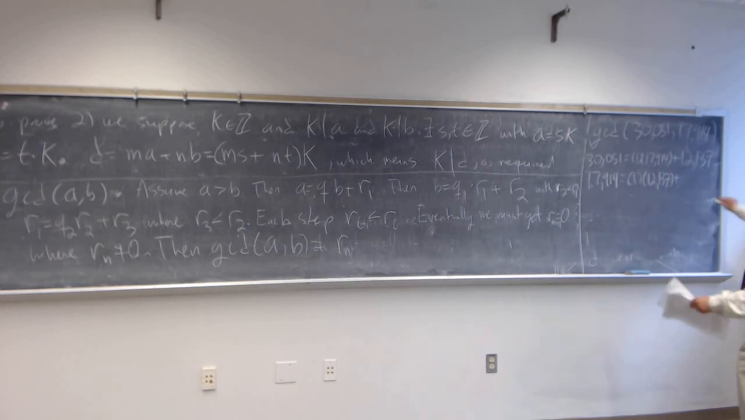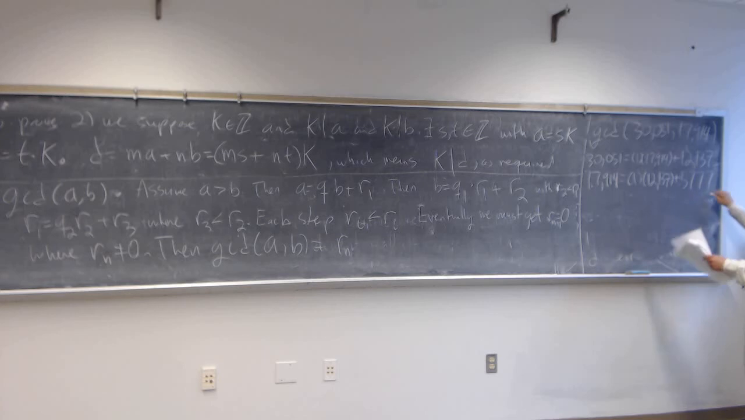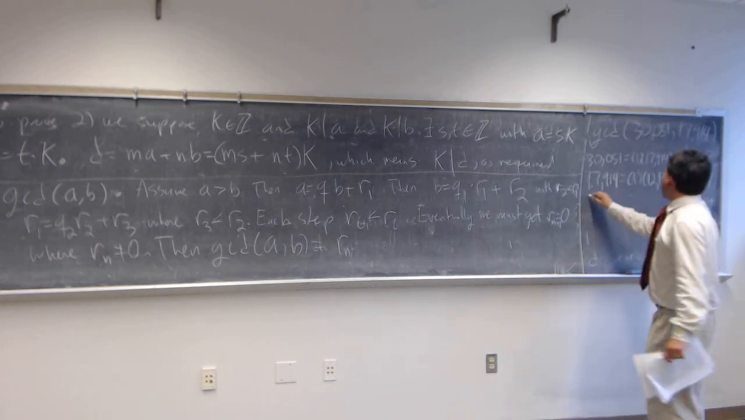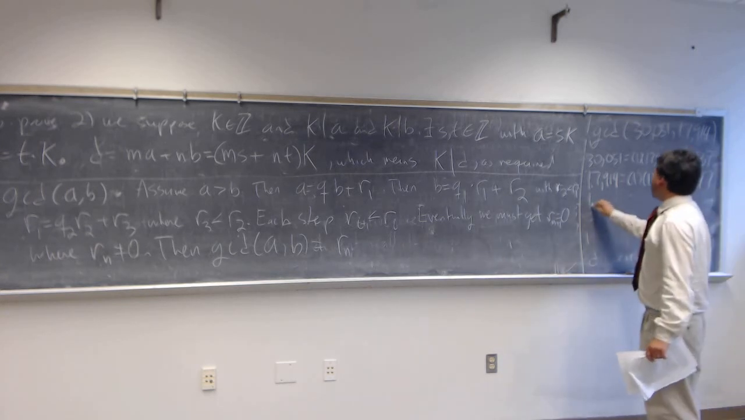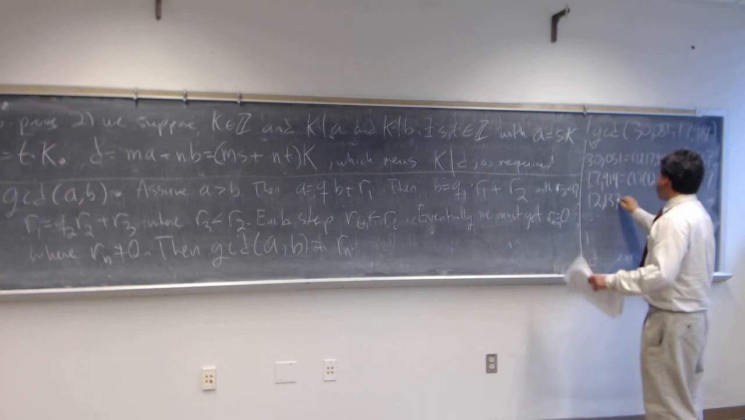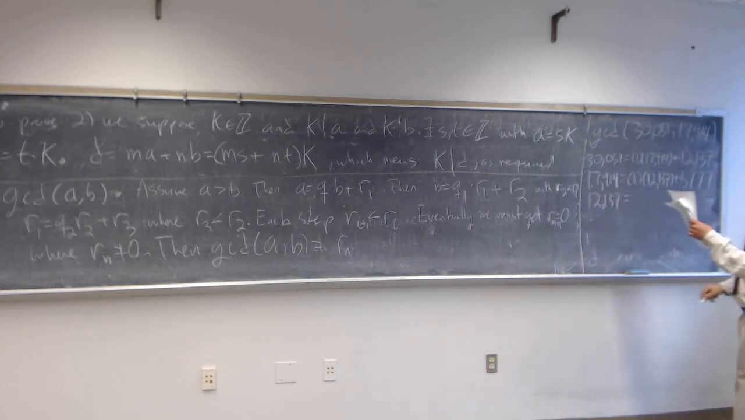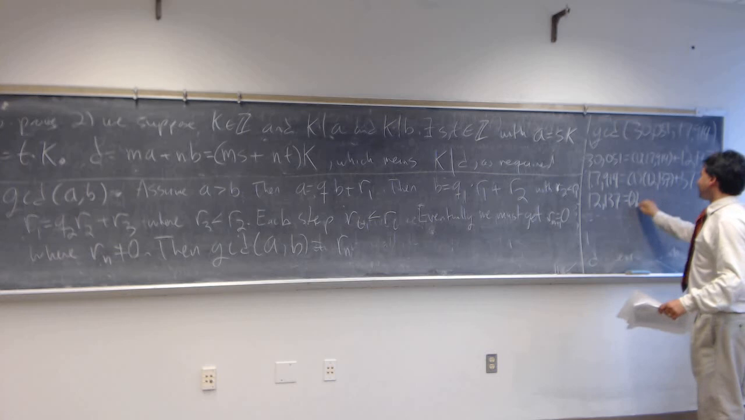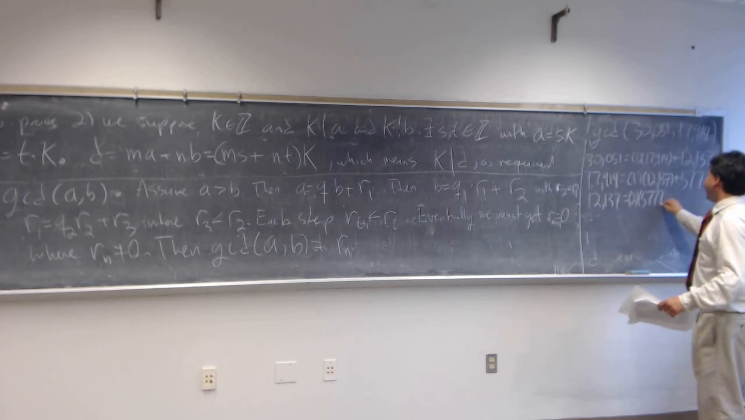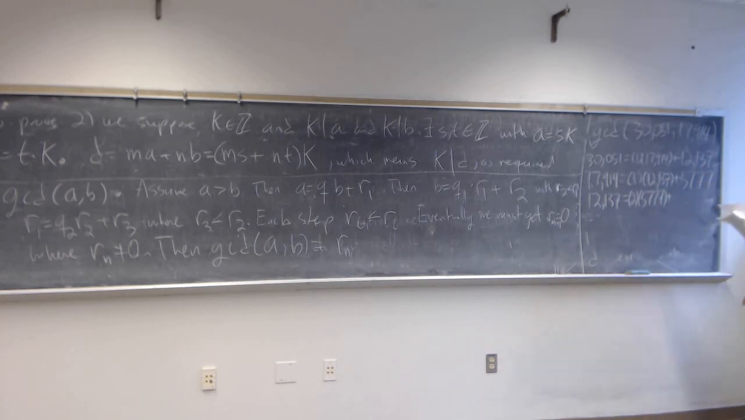And here our remainder would be 5,777. Then again, we play this game again. 12,137, we divide 5,777. That actually goes in twice, with a remainder of 583.